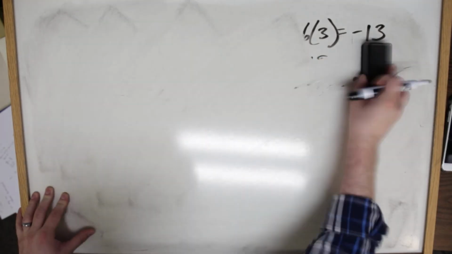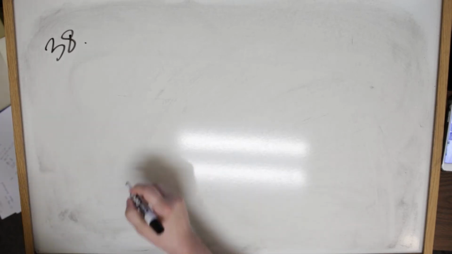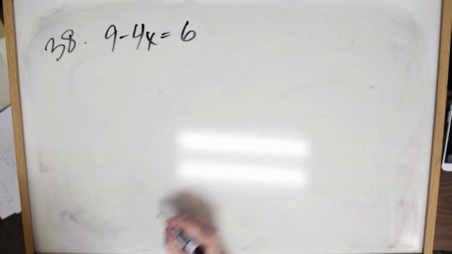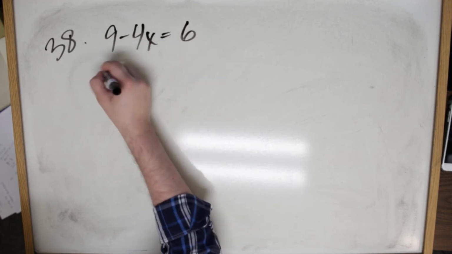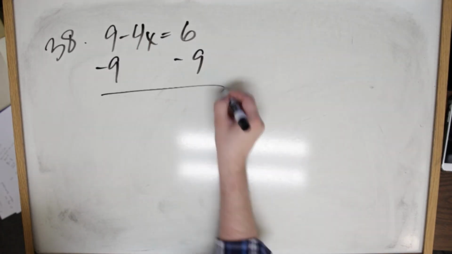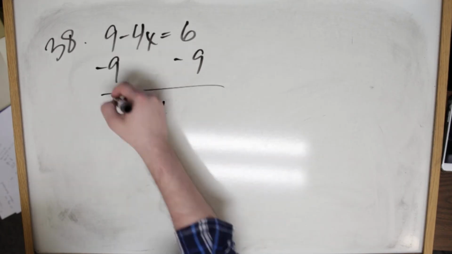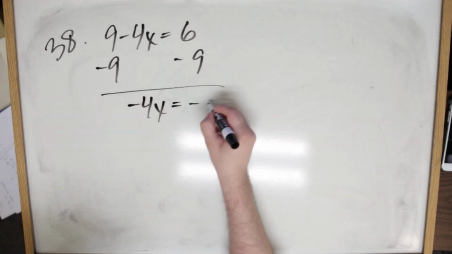All right, let's keep going. Question 38. All right. 9 minus 4x is equal to 6. Again, we want the numbers on one side, the variables on the other side, so we subtract 9. Okay, we're leaving that variable there. So we're left with a minus 4x because these go to 0. And then 6 minus 9 is going to equal a minus 3.